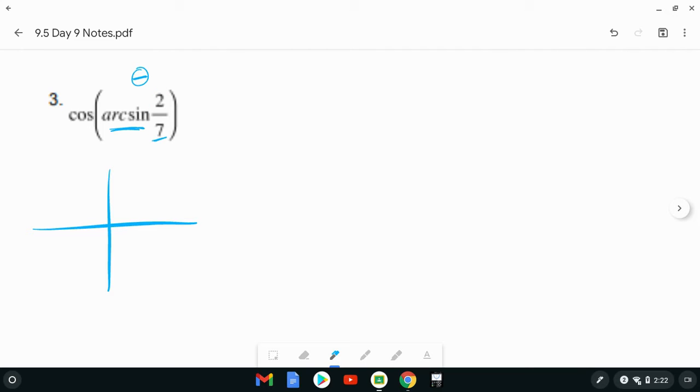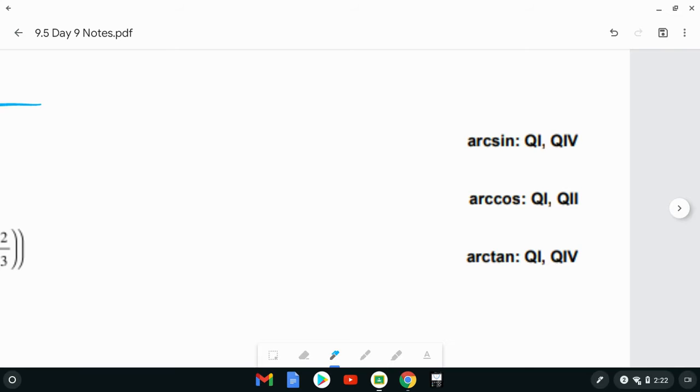But remember what we just talked about. You have to have domain restrictions when you're talking about the inverse sine, inverse cosine, and inverse tangent. The domain restrictions for arc sine, arc cosine, and arc tangent are right here. Sine is positive in quadrant 1, but it's only negative in quadrant 4. Remember, this is our domain from negative pi over 2 to pi over 2. Cosine would be positive in 1, negative in 2, because that domain is from 0 to pi. And then tangent, again, negative pi over 2 to pi over 2, those are our domain restrictions.